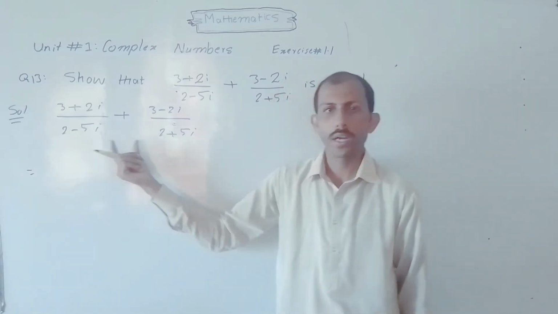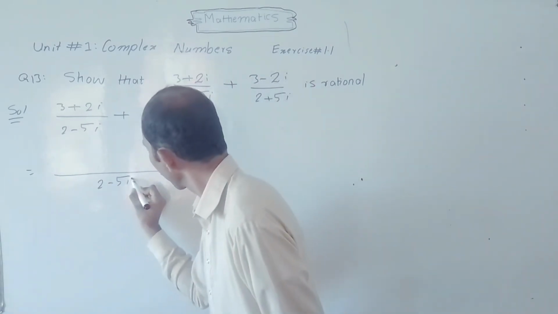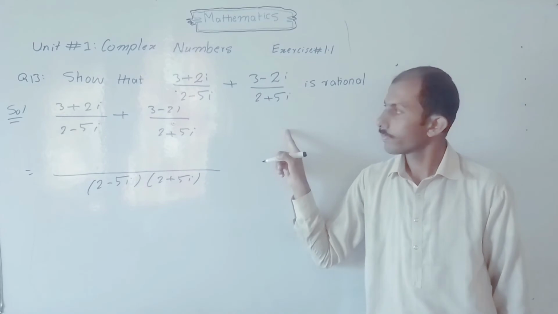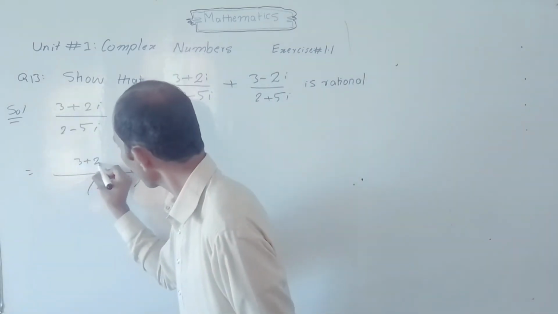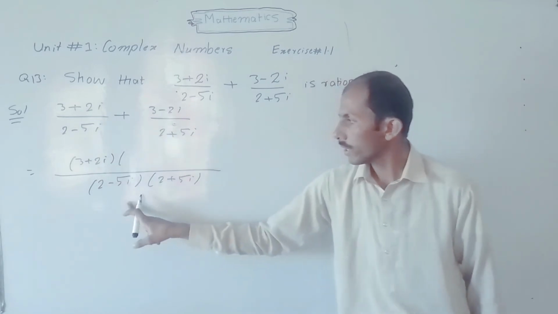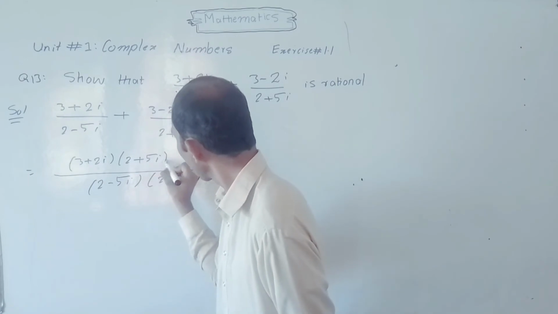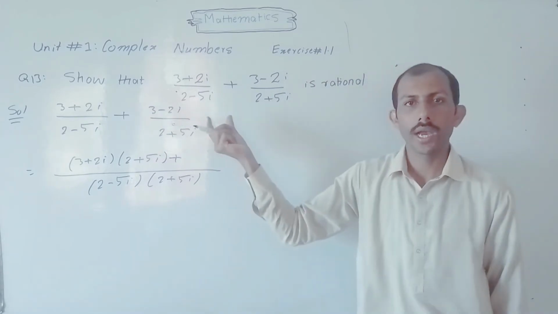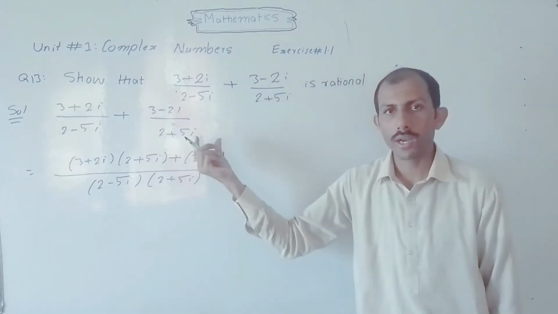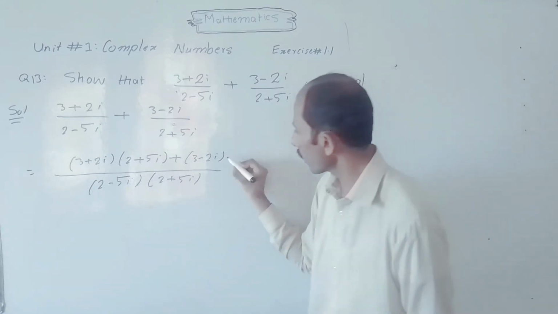Taking LCM, (2 minus 5 iota) into (2 plus 5 iota). So (3 plus 2 iota) into (2 minus 5 iota); 2 minus 5 iota cancel, same. So (2 plus 5 iota) multiplies in the numerator. Plus (3 minus 2 iota) divided by (2 plus 5 iota); 2 plus 5 iota cancel. So (2 minus 5 iota) in the numerator.